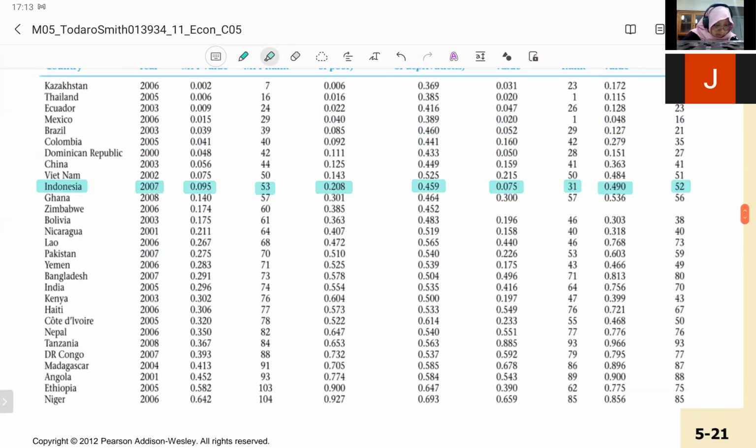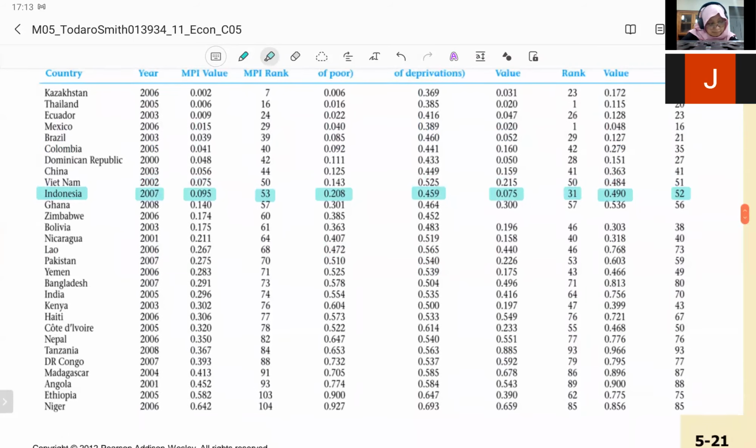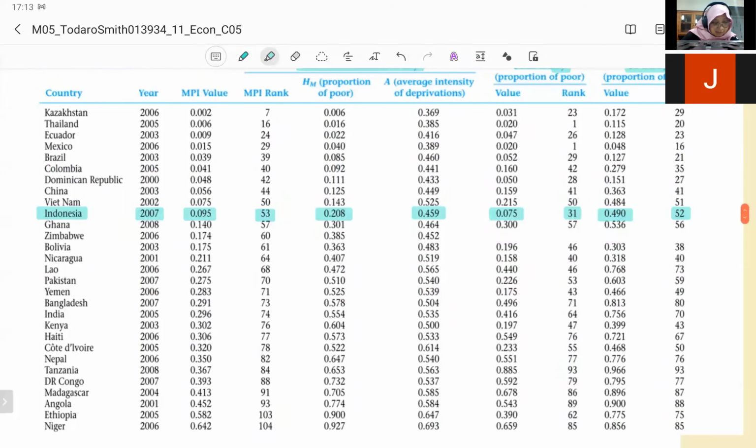Let's compare us with Thailand, for example. I think that's because Thailand is our neighbor. So this is the year of 25. The MPI is smaller than Indonesia. It means that their situation of inequality is slightly better than us. So we are more unequal compared to Thailand. Their MPI rank is higher than us right here.